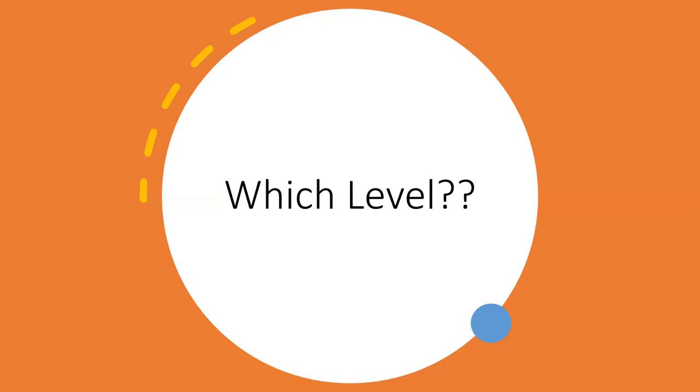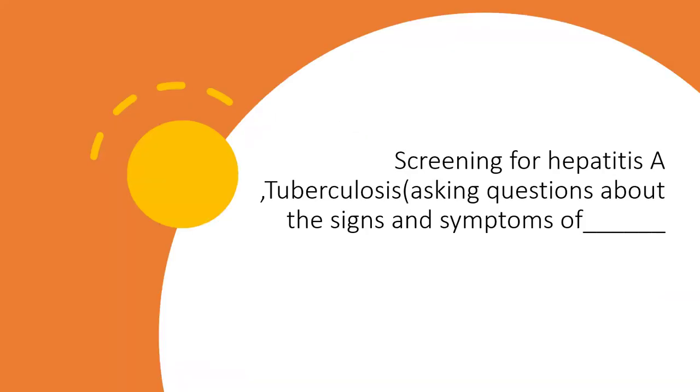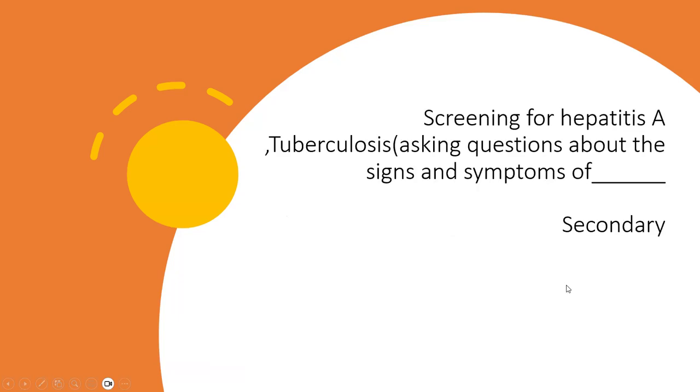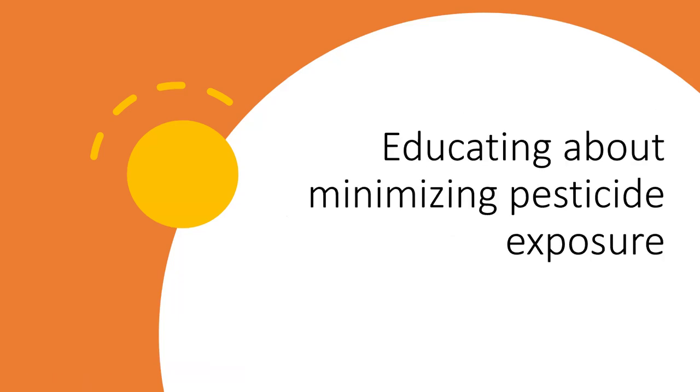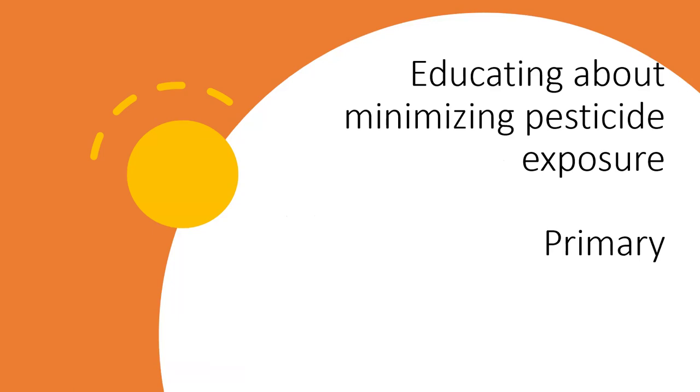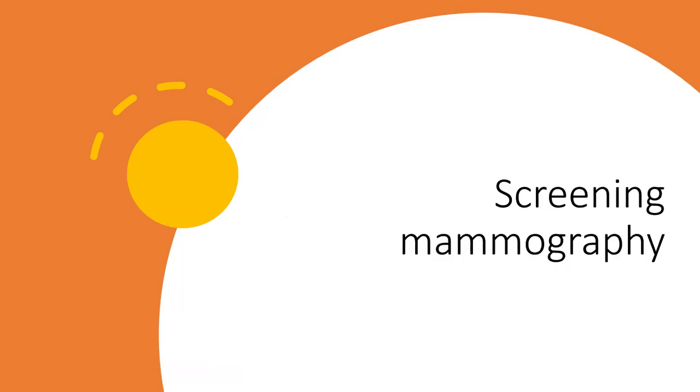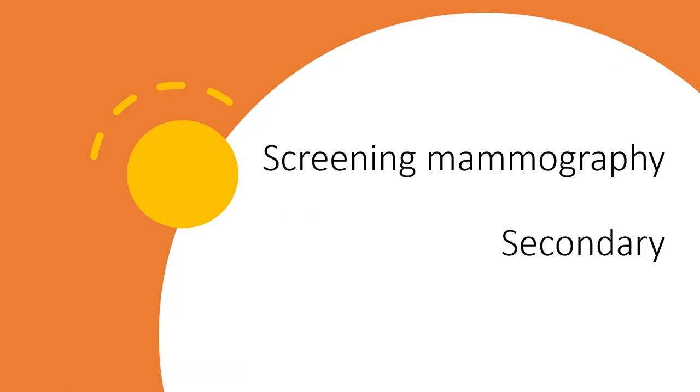Okay. All right, here we go. Which level? Counseling about non-pharmacologic management of chronic back pain. Tertiary. Screening for hepatitis A or screening for tuberculosis. We're asking questions about signs and symptoms. Secondary. Educating about minimizing pesticide exposure. Primary. Screening mammogram, a mammography. Secondary.